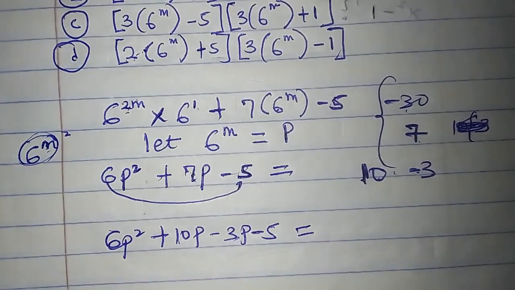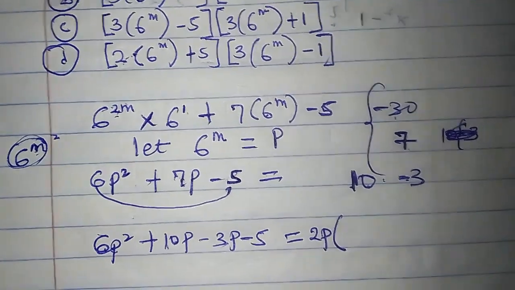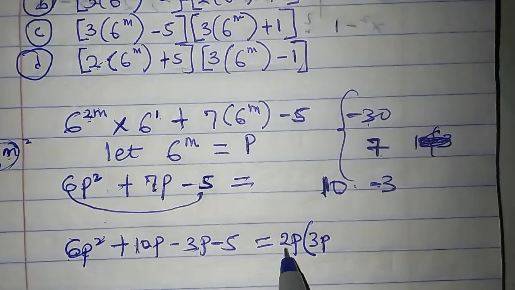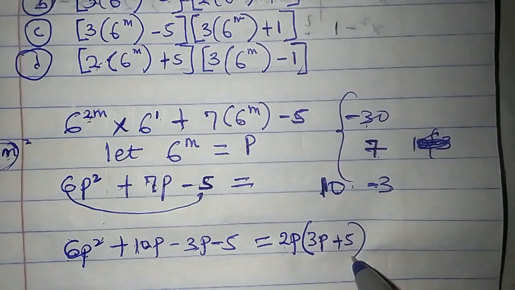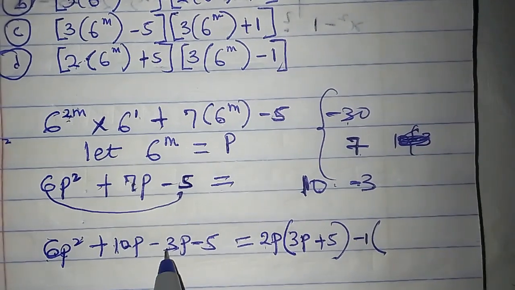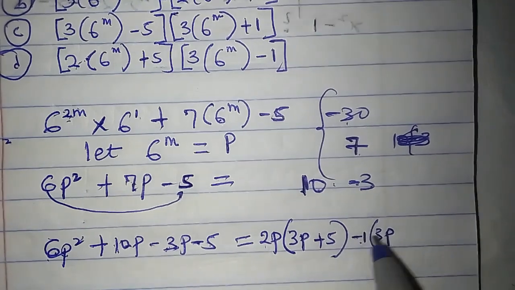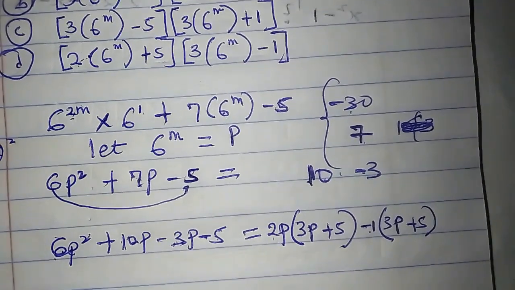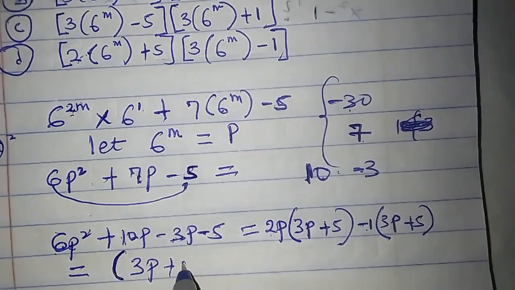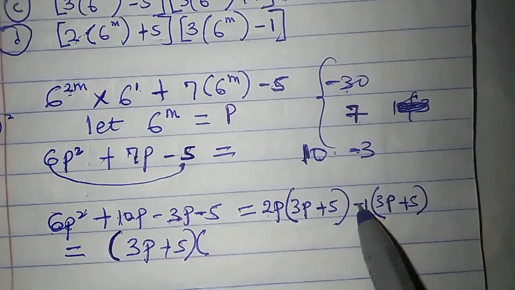Okay, now I'll factorize by grouping. What's common to the first two is 2p. 2p comes out. 6p squared divided by 2p is 3p. 10p divided by 2p is 5. What's common to the last two is minus 1. Minus 3p divided by minus 1 is 3p. Minus 5 divided by minus 1 is plus 5. So factorizing, we now obtain the brackets are the same. Pick one, 3p plus 5. Then the other terms outside the bracket will form a bracket, 2p minus 1.